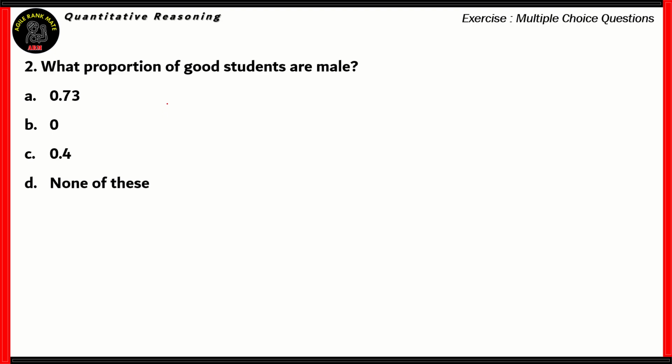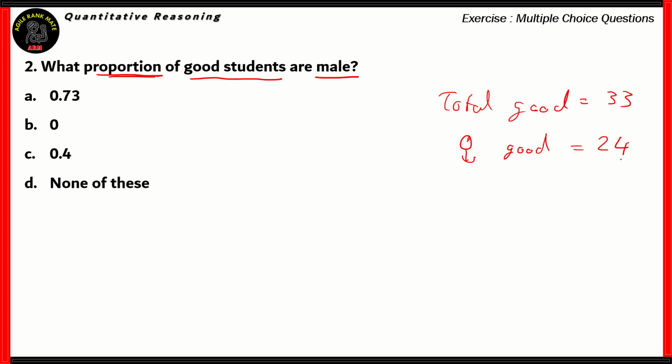Next question. What proportion of good students are male? In this question, we are asked to find the proportion, which means we need to know the total number of good students and the male good students. So here, the total number of good students, according to the table, is 33. And the total number of male students that are good is 24. Therefore, the proportion of male good over total turns out to be 24 over 33. Both of them are divisible by 3, so we get 8 over 11.